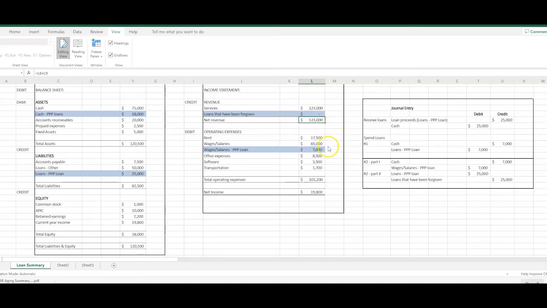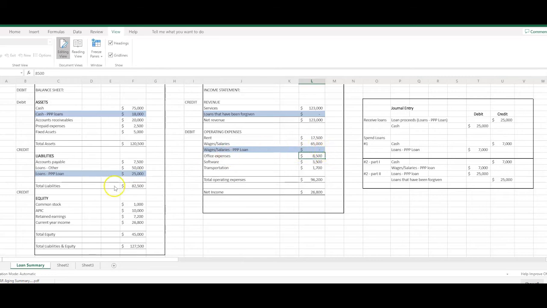Now, what the IRS came out with on April 30th, right, they said that the expenses, the amounts that you use this $25,000 for, you're showing here, you cannot deduct. So for tax purposes on here, you can't deduct this. So as you can see here, we'll change this to 0.